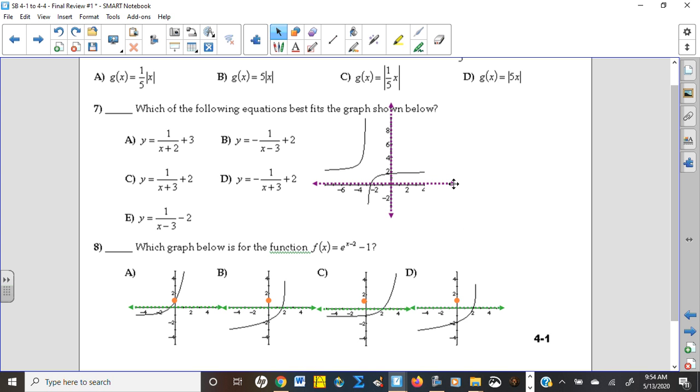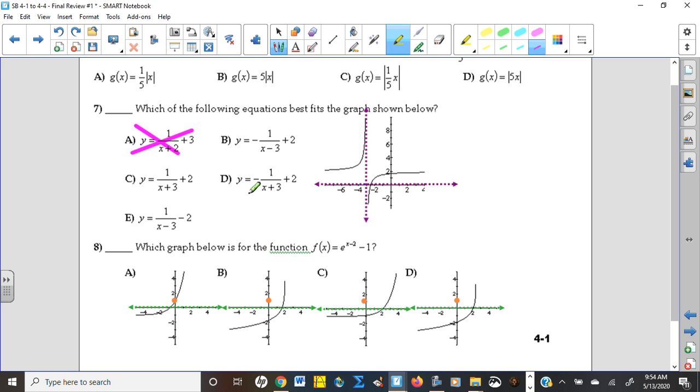We always know that just 1 over x would start with a horizontal asymptote at the x-axis and a vertical asymptote at the y-axis, but this one definitely has been shifted. It looks like 3 units, so I need to shift 3 units over, and immediately that's going to get rid of this one, which is 2 units to the left, and this one is 3 units to the right, this one's 3 units to the right, so those are all bad.